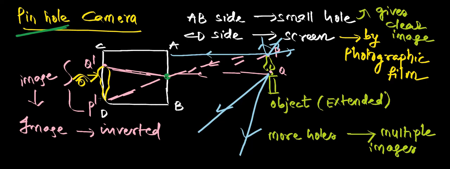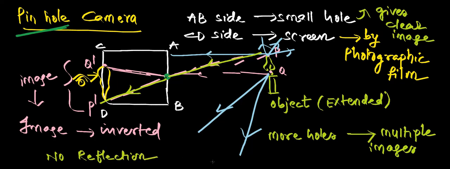Reflection means what should happen? They have to fall on the object and they have to reflect back. They have to come back in the same direction, right? Here the rays are not coming back. If you see here, this is the first incident ray. Where is it coming back? It is not coming back. It is just passing through the hole. So there is no reflection in a pinhole camera. The rays are just passing and they are forming the image.